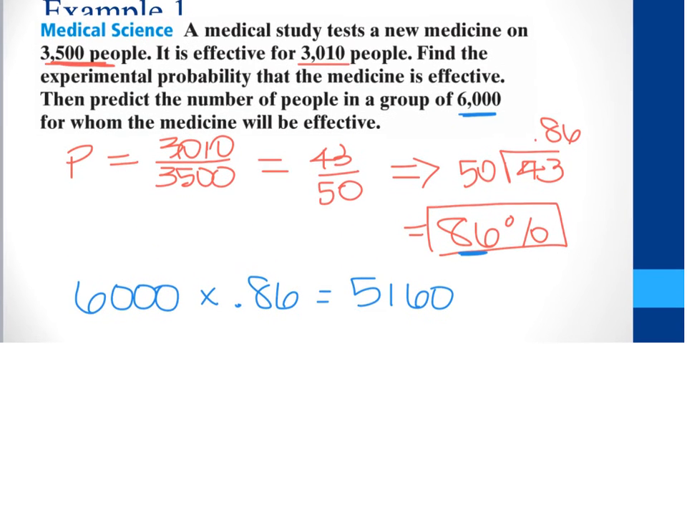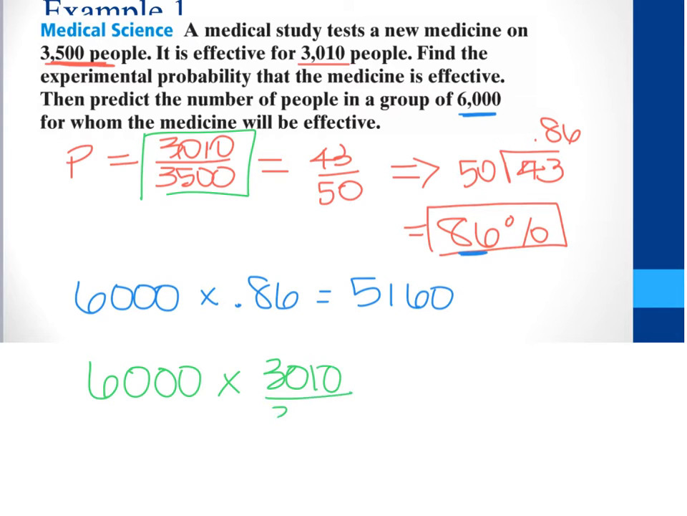Or what we could do is we could actually go ahead and take that 6,000 and multiply it by your fraction that we got in the beginning. And actually, it doesn't matter if you do the 43/50ths or the 3,010 over 3,500, but I'm guessing the 43/50ths will take you a little bit of time to get down to that. So if I multiply this by 3,010 over 3,500, then this here is going to give me 5,160 as well, because remember, I'm going to put that 6,000 over 1, then you're going to multiply the 6,000 and the 3,010, and you'll divide by the 3,500, and that will also give you the 5,160.